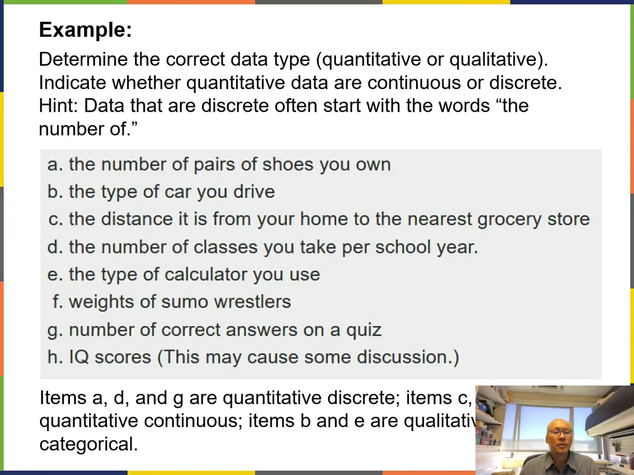But here are the results or the answers. And looking at H here, items C, F, and H are quantitative continuous. So they're looking at that as something that goes on a number line. It's definitely quantitative, it's definitely numerical, but the score, if you want to allow scores that are 140.1, then you're looking at it as continuous.